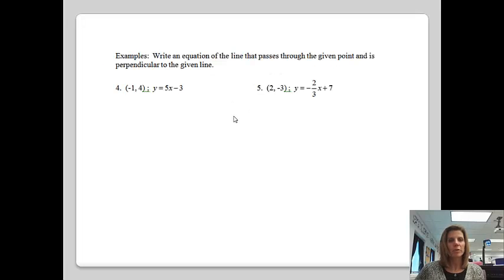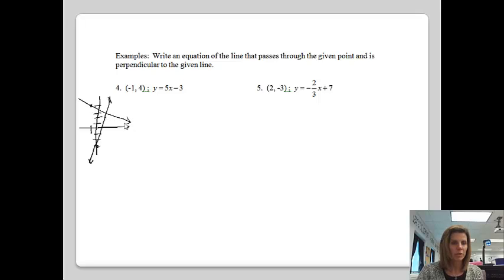All right, let's use that information to actually write some equations of lines. In these examples, write an equation of the line that passes through the given point and is perpendicular to the given line. All right, so this one is (-1, 4) and y equals 5x minus 3. And again, I'm just going to draw a first picture so we can kind of see what's going on with this problem. So (-1, 4) is to the left 1 and up 4. And then y equals 5x minus 3 is a line that starts down at -3. From here, I'm going to go up 5 over 1. Okay, so what I'm looking for is a line that's perpendicular to this line that goes through the point that I drew.